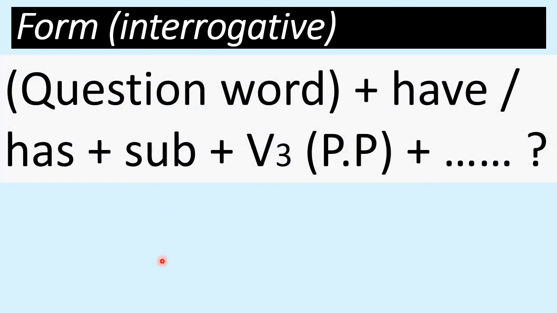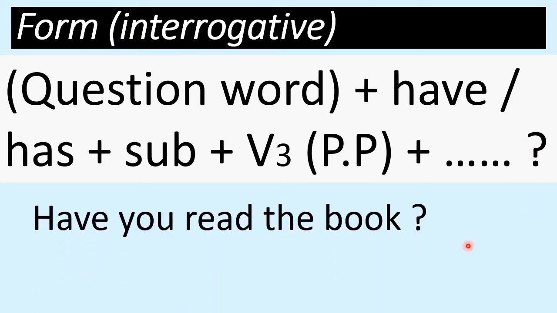Now, let's look at the interrogative form. It starts with a question word. It's optional. It may have a question word or not. Plus have or has plus subject plus V3, I mean the past participle form of the main verb, plus extension if needed and the question mark. Look at the example: Have you read the book?